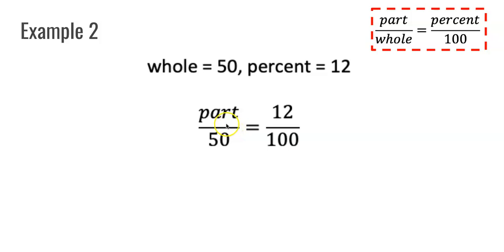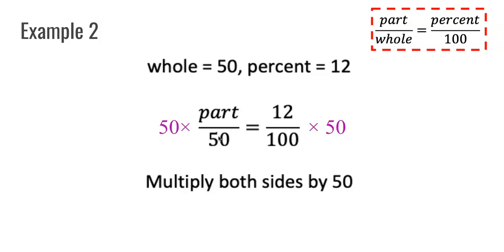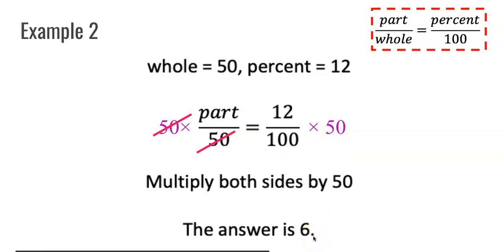Now let's try to solve for part this time. If you're trying to solve for part, it is getting divided by 50 right now, right? So how do you undo division of 50? You will multiply both sides by 50. So multiply both sides by 50, what happened? 50 cancels out, so we get part equals 12 over 100 times 50. You can type this in your calculator: 12 divided by 100 times 50. The answer is 6. Okay?